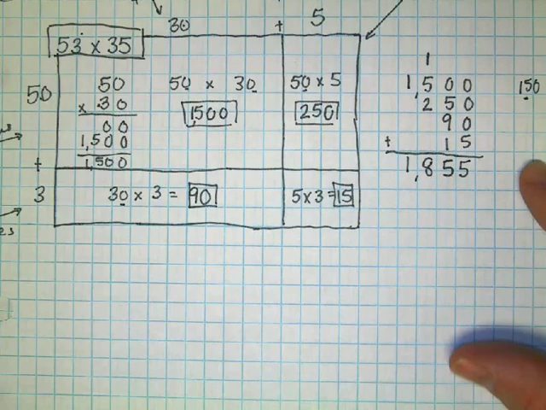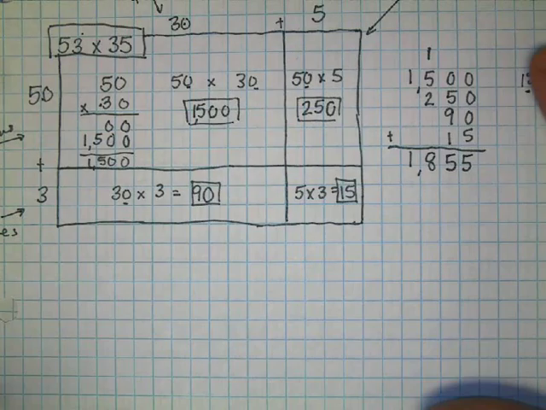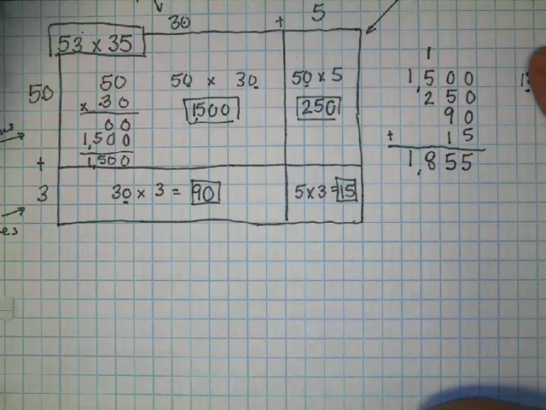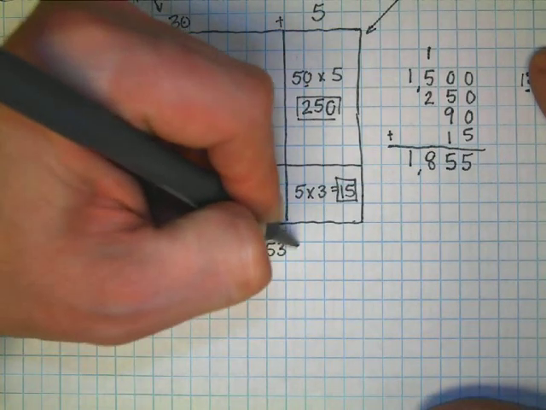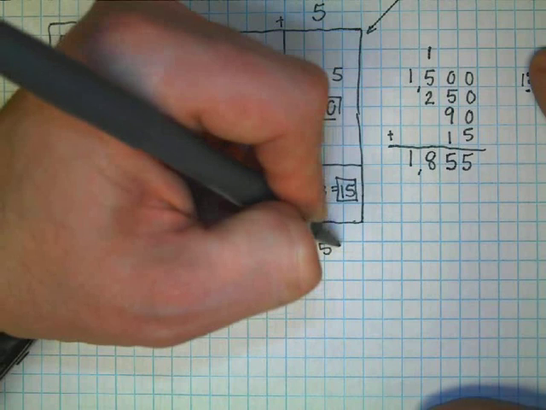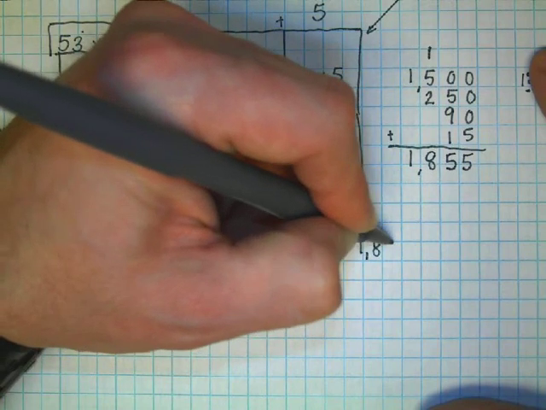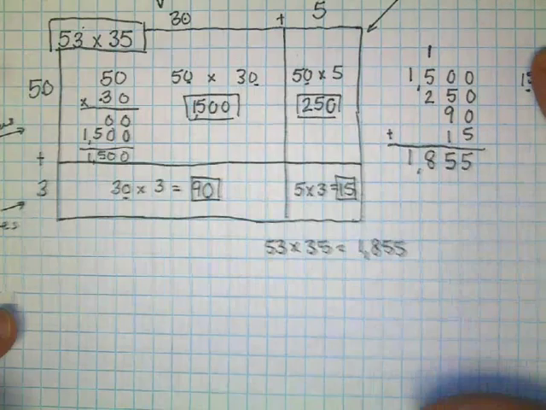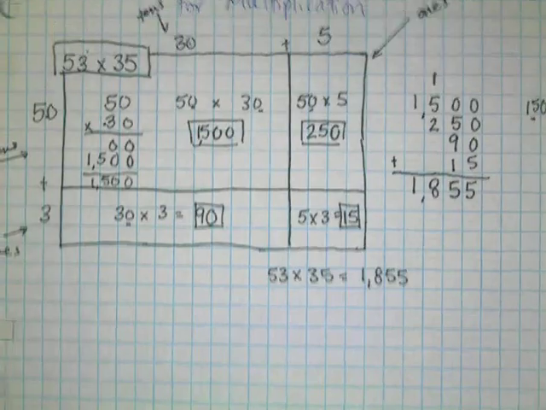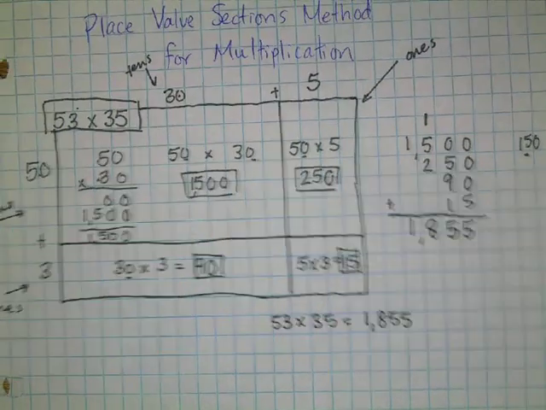So for the multiplication 53 times 35, the answer is 1,855. And this is how you can solve this problem by using the place value sections method for multiplication.